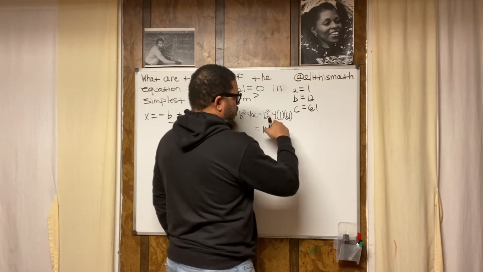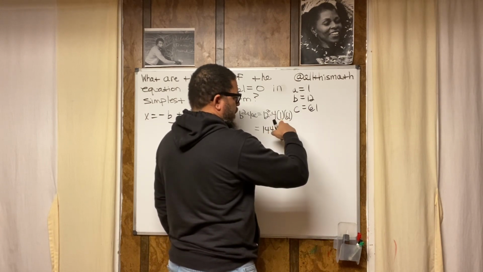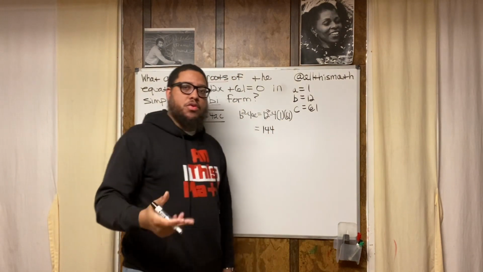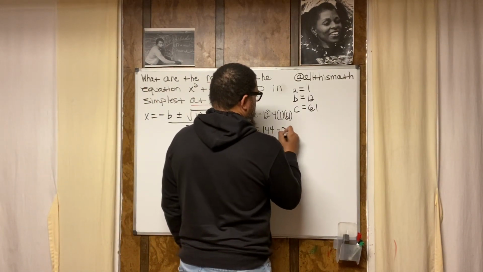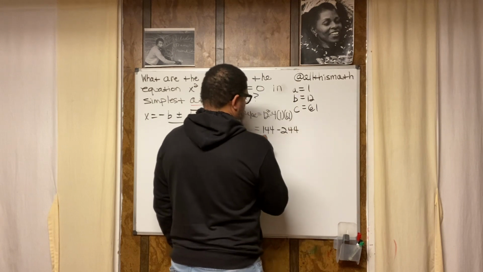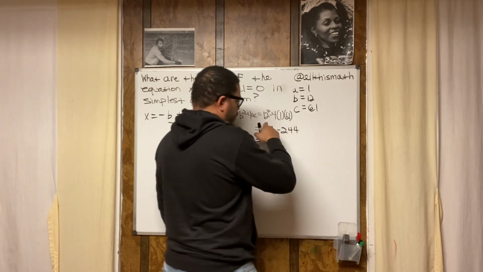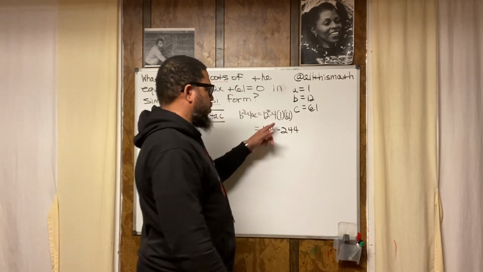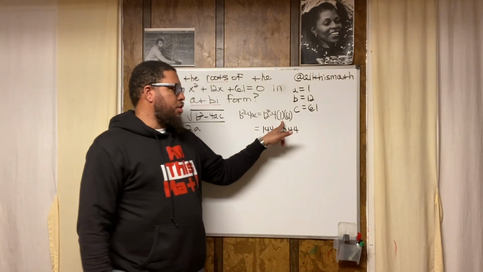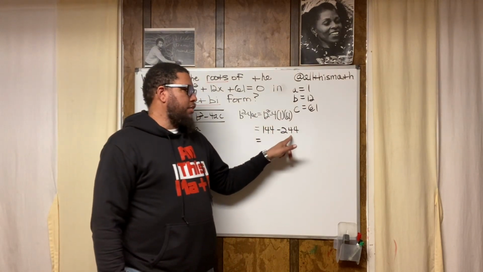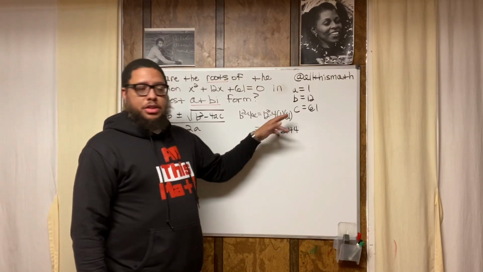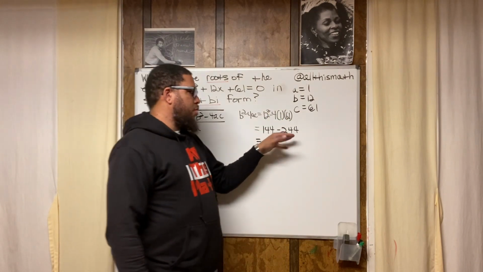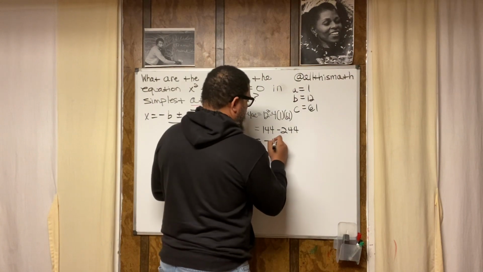Now over here, minus 4 times 1, that's negative 4. Negative 4 times 61 is negative 244. So we've got 144 minus 244. Negative 4 times 1 was negative 4, and negative 4 times 61 is negative 244. Now we're going to do subtraction. See, we always follow the order of operations. 144 minus 244 is negative 100.